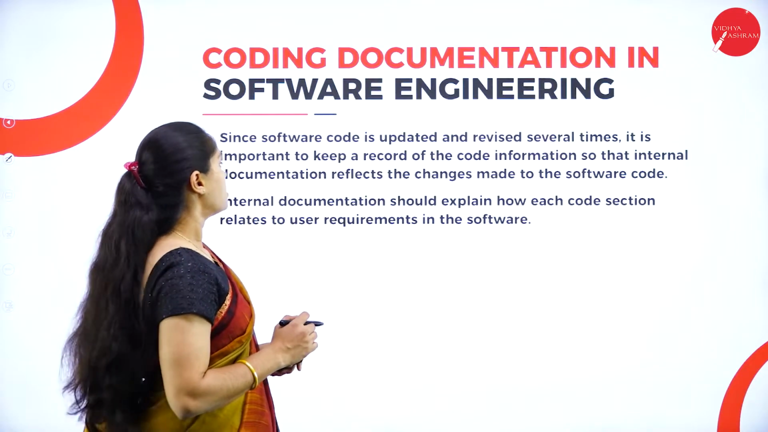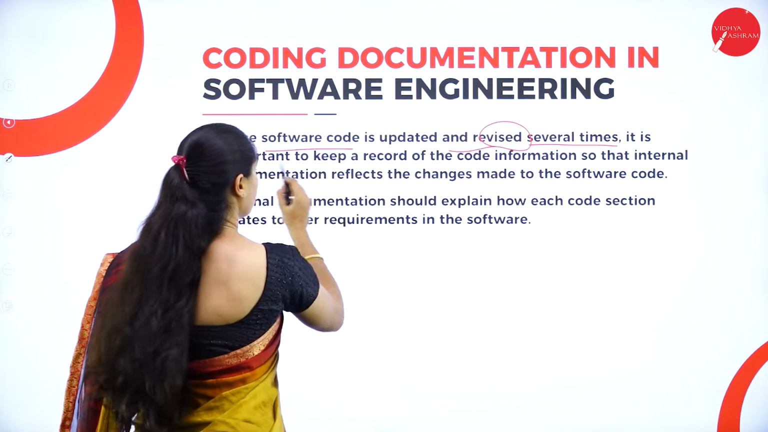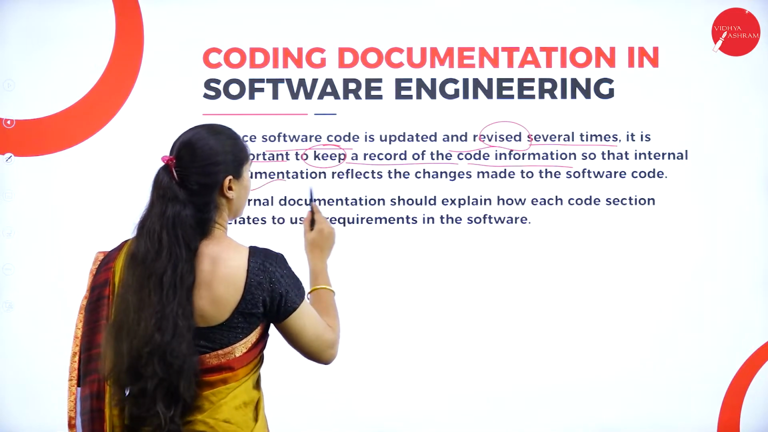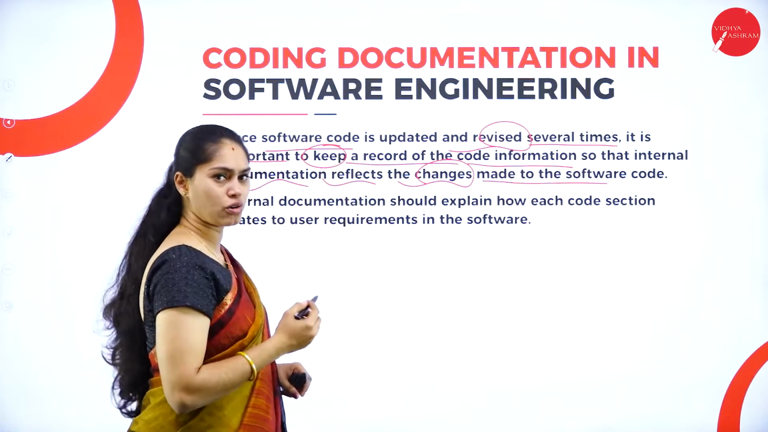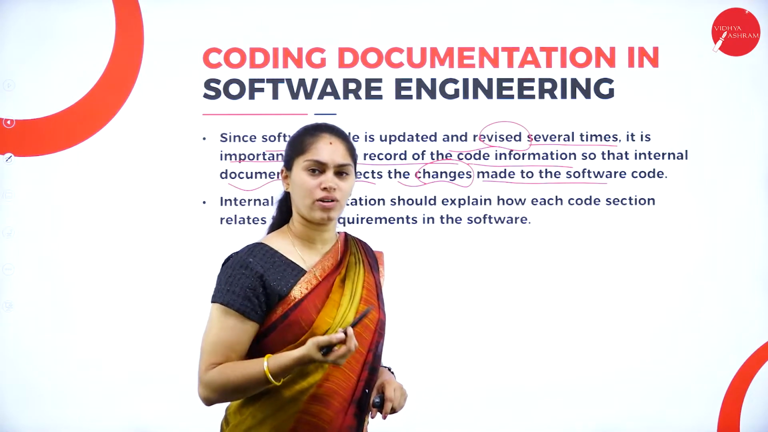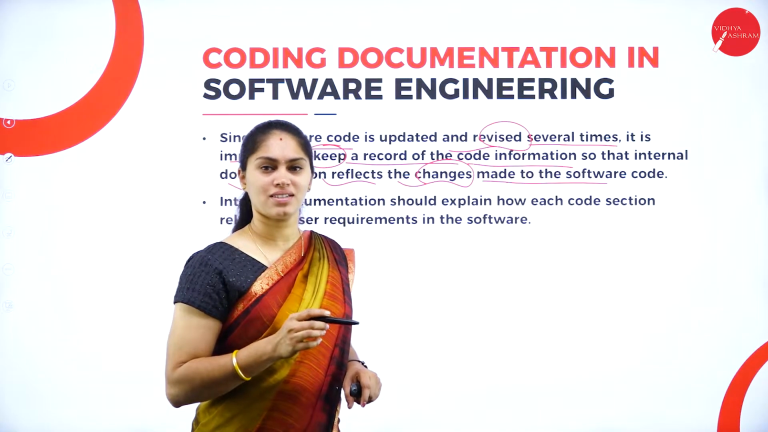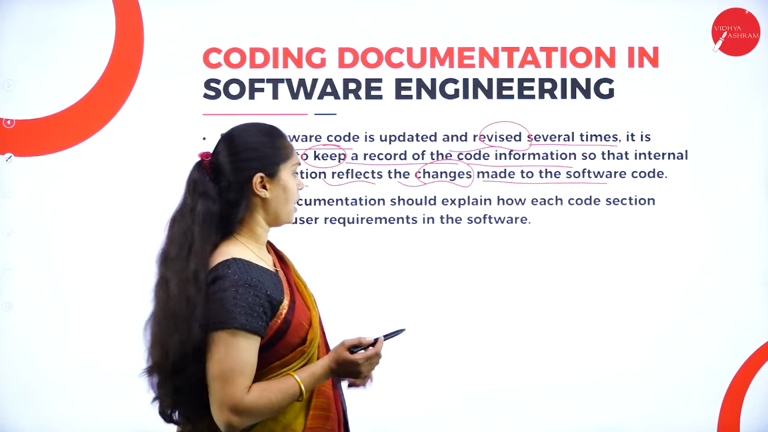Also, software code is updated and revised several times. It is important to keep a record of the code information so that the internal documentation reflects the changes made to the software code. When we have details with respect to the source code, its algorithm and data structure, even if you make some changes or modifications, everything will be updated in the internal document.